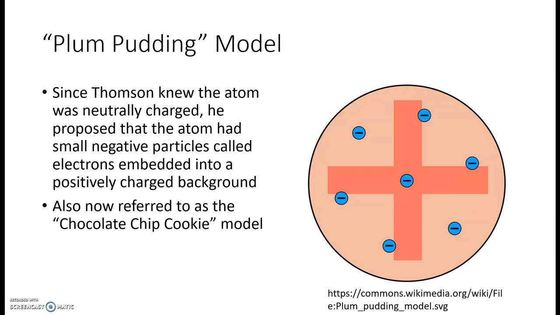People call it the plum pudding model, but I'm sure not a lot of you eat plum pudding anymore. You'll hear it referred to now as the chocolate chip cookie model, where you would imagine that the chocolate chips are electrons, and where the cookie itself is representing the positively charged background.